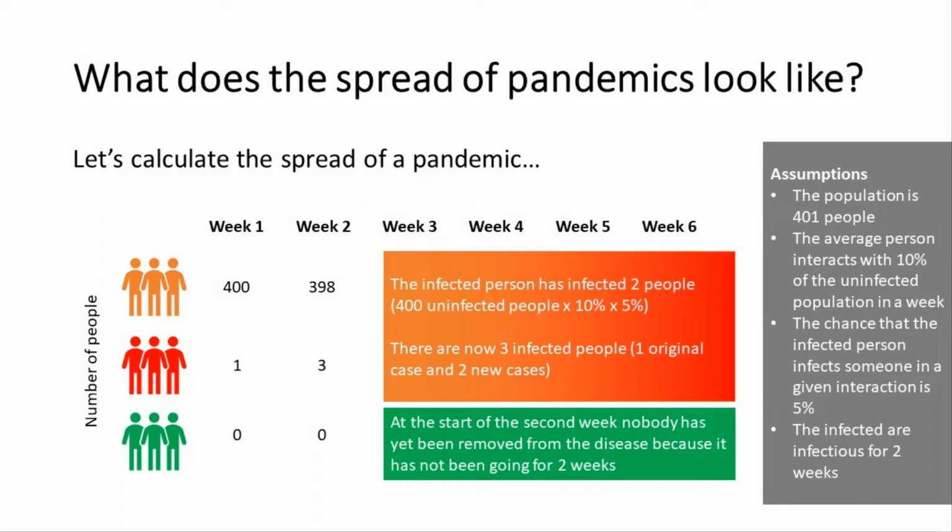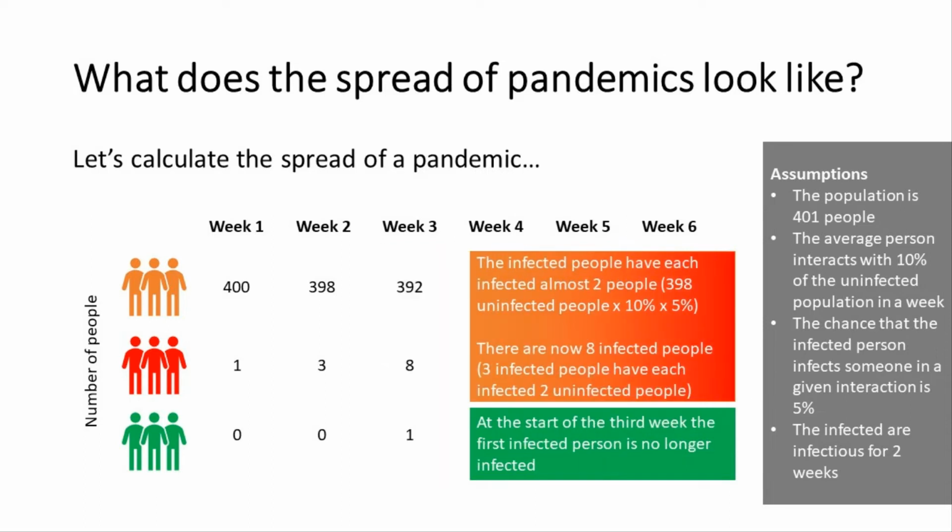Let's jump to the start of week 2. So, as we calculated in our last video, the infected person has infected 2 people on average. So at the start of the second week, there's 3 infected people. We've got our one original case, who's still infectious, because we said that the infected remain infectious for 2 weeks, and we've got our 2 new cases. Because the disease has been going for less than 2 weeks, nobody's yet been removed from the disease.